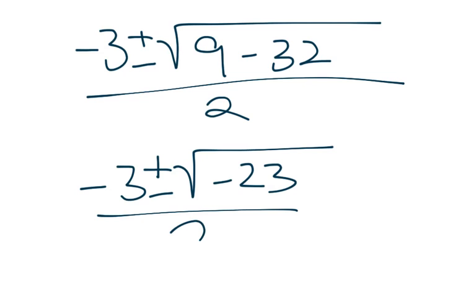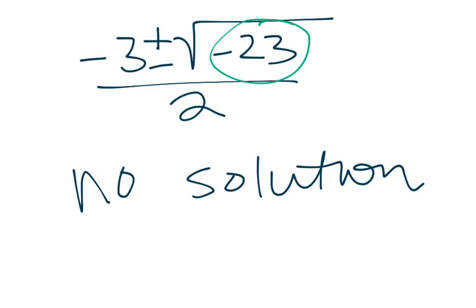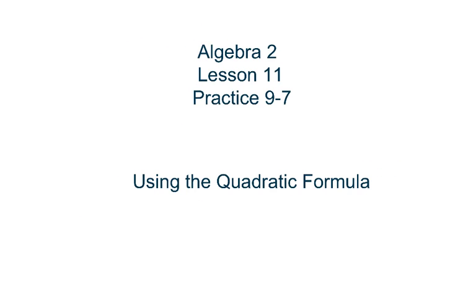over 2. So once again, we have a negative number in here, and that means our answer is no solution. And that is it for practice 9-7.